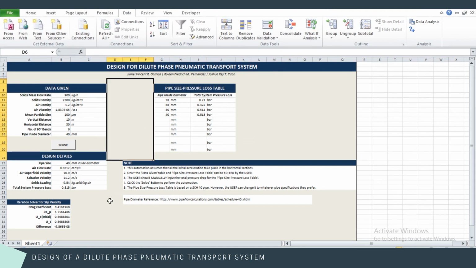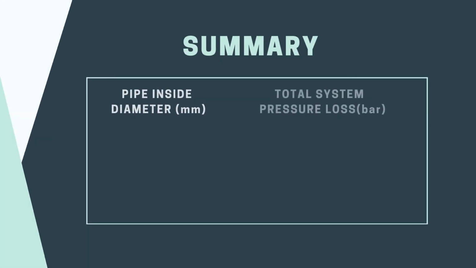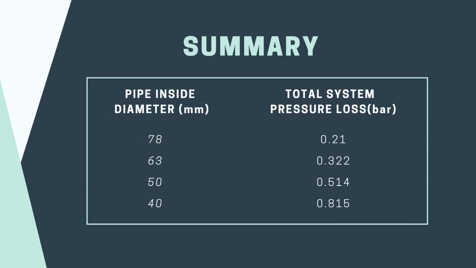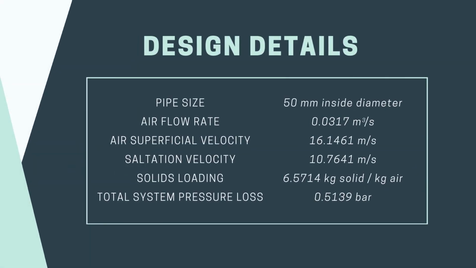Computed pressure loss must be close enough but should not exceed the allowable pressure loss of 0.55 bar as stated in the problem. In this case, we would select the 50 mm pipe, which gives a total system pressure loss of 0.514 bar. The design details for this selection are given below.